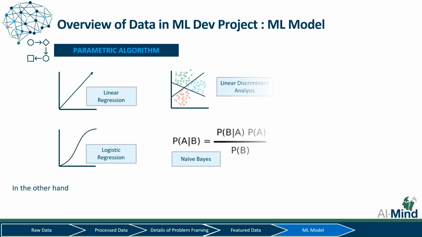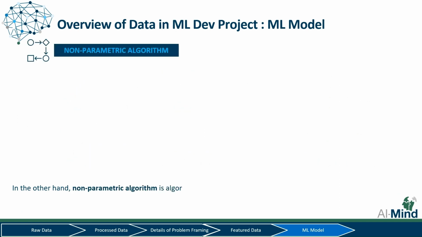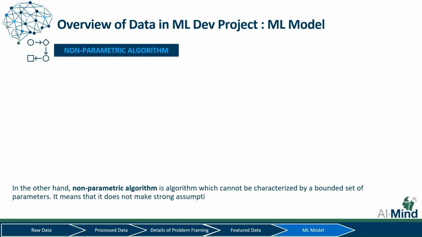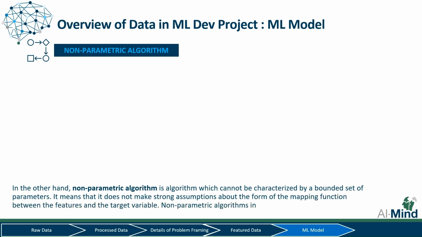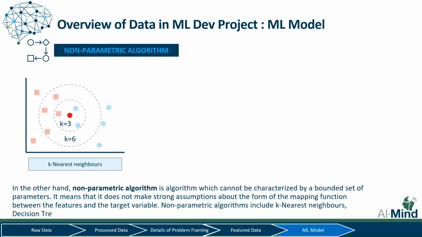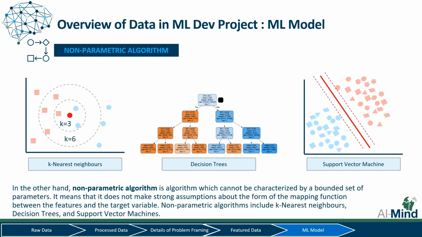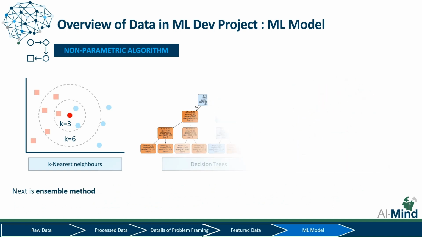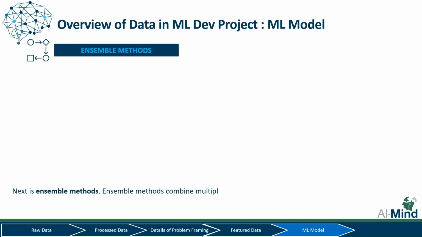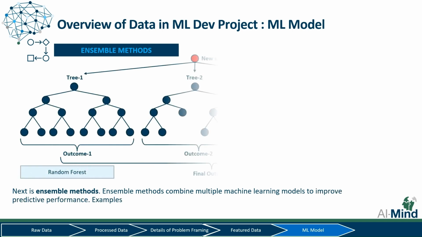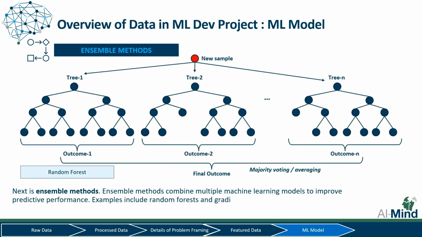On the other hand, a non-parametric algorithm is an algorithm which cannot be characterized by a bounded set of parameters. It means that it does not make strong assumptions about the form of the mapping function between the features and the target variable. Non-parametric algorithms include k-nearest neighbors, decision trees, and support vector machines. Next is ensemble methods. Ensemble methods combine multiple machine learning models to improve predictive performance. Examples include random forest and gradient boosting.